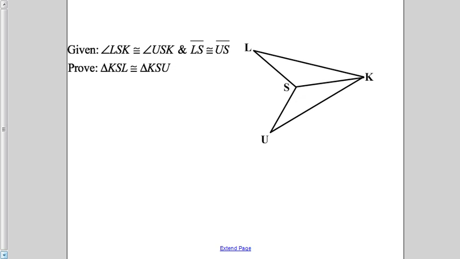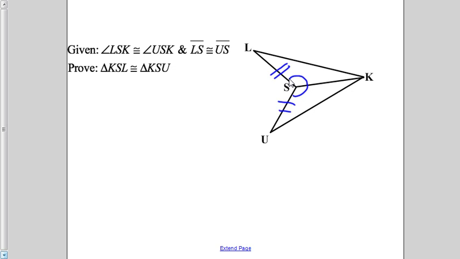We've got angle LSK, that's this angle right here, is congruent to angle USK, that's this angle right here. Okay. And then we've got LS and US are congruent. Oops, that's not the right part. Not LK, LS and US.